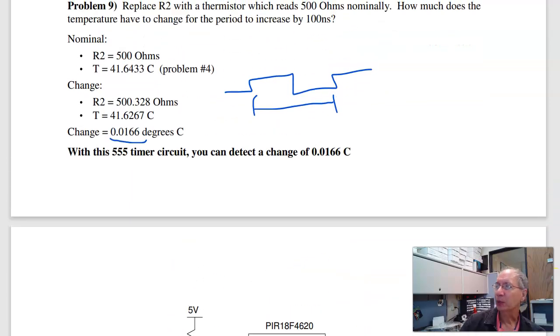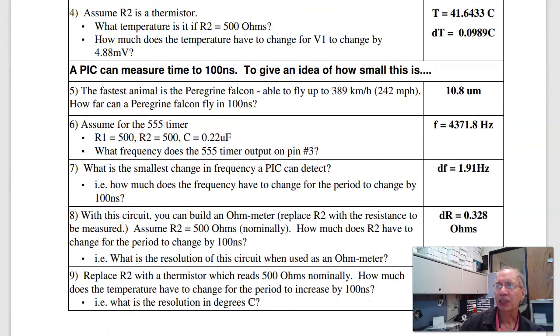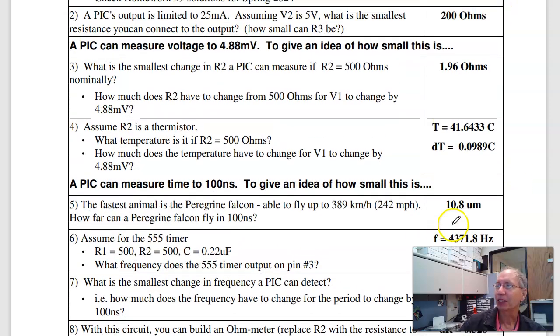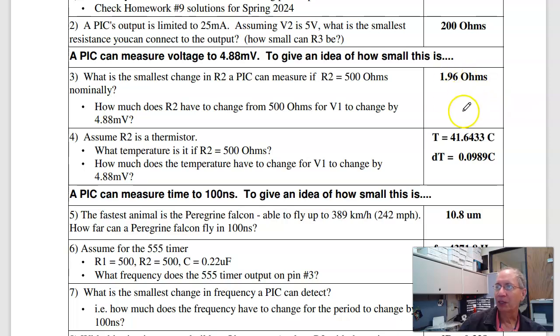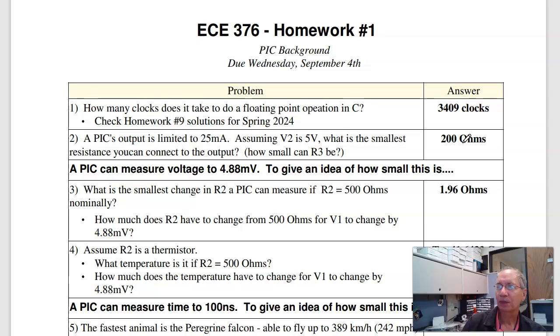So that is homework set number 1. It gives you an idea that when we're dealing with the PIC processor, it's not the world's most powerful processor, but it is impressive. I can measure temperature down to 0.01 degrees Celsius. If I measure 1,000 periods instead of one, I have 0.01 millidegree C, 0.00001 degrees Celsius. I can measure very small changes in frequency. I can measure very small changes in resistance. So this is actually a very capable processor. And that is homework set number 1 for 376.